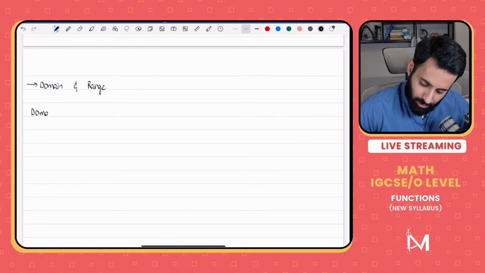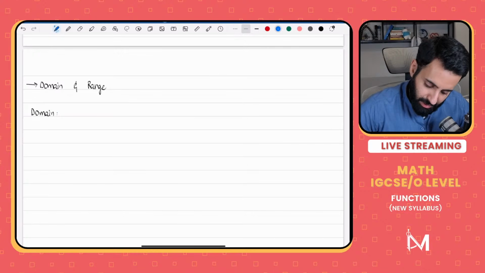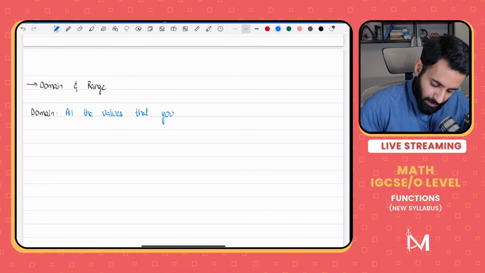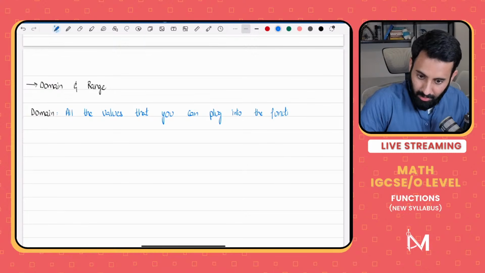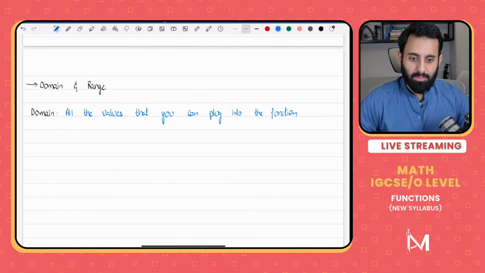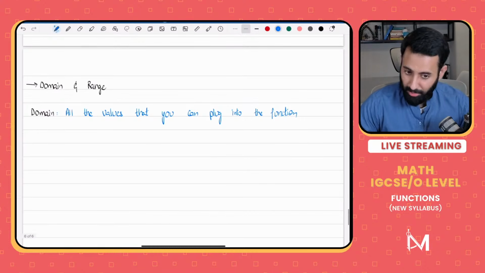Okay, first let's look at domain in detail. Domain is basically all the values that you can plug into the function. Okay, so all the values that you can plug into the function are your domain.